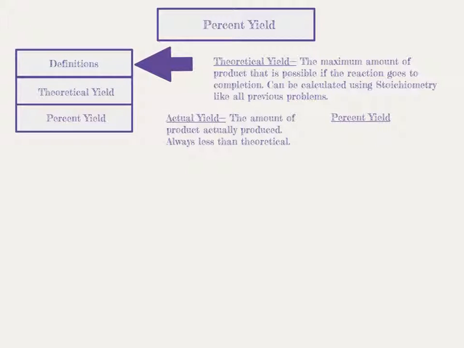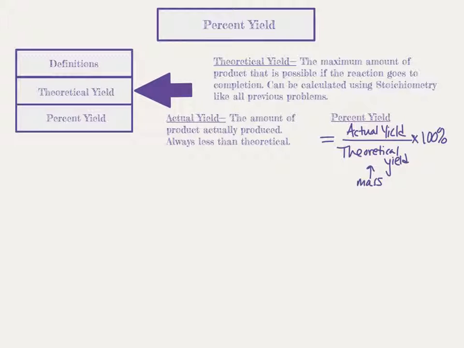The last definition is the percent yield. This is equal to the actual yield divided by the theoretical yield times 100%. It's important to note that these numbers are calculated with mass and not with moles.